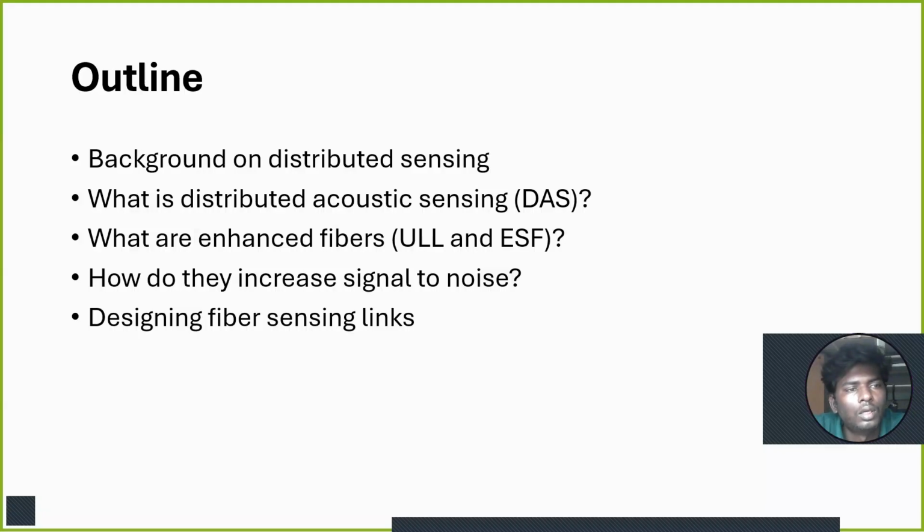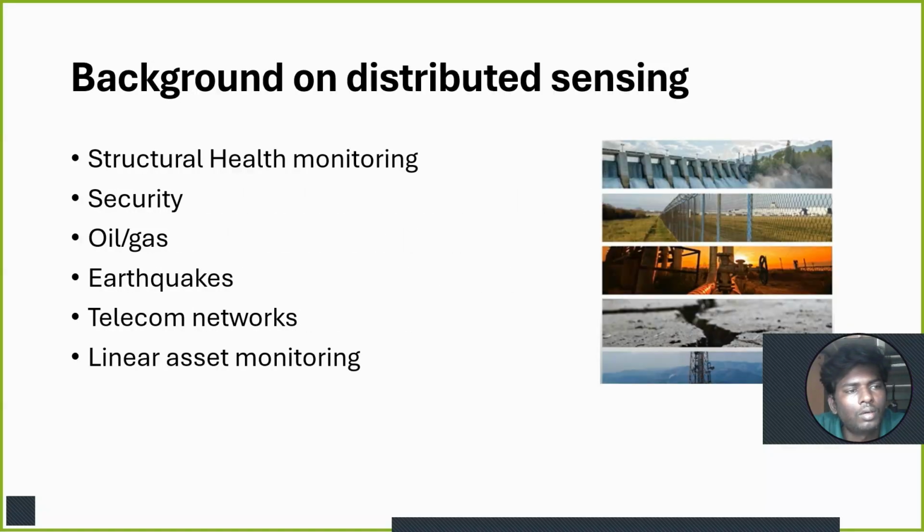We'll look at how these fibers improve signal to noise ratios, and finally we'll go over some aspects of fiber sensing link design. Background on distributed sensing. Distributed sensing has a broad range of applications including structural health monitoring, perimeter security, oil and gas pipeline monitoring, earthquake detection, and even asset tracking in telecom networks. What makes distributed sensing unique is that the optical fiber itself becomes a sensor, providing real-time feedback over long distances.